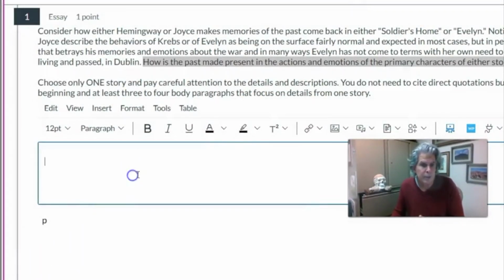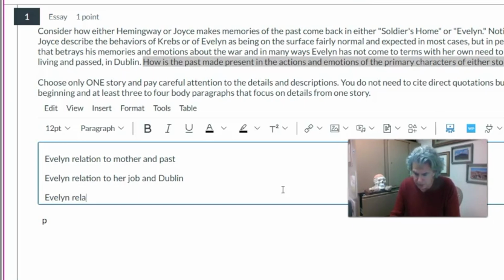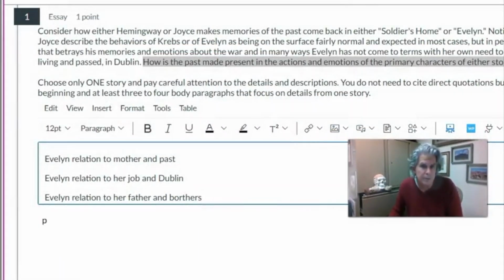Okay. Let's say I have 3 body paragraphs on Evelyn. I could say Evelyn's relation to mother and past, and then Evelyn's relation to her job and Dublin, and then Evelyn's relation to her father and brothers. That would be my little quick outline. Nothing detailed, nothing in depth. Just that's where I'm going to go with my essay, and that will give me an idea of what I'm going to write about. And then what I do is I write my thesis.